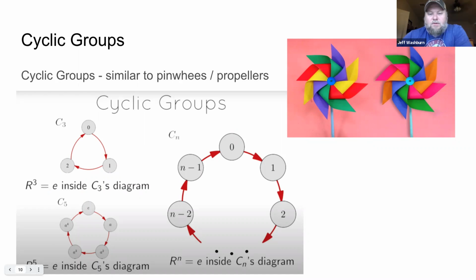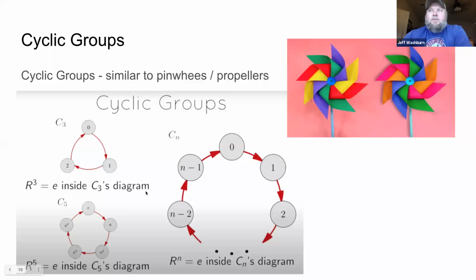So the pinwheel symmetry forms a cycle. So 8 symmetries is called a cyclic group. So here's an example of what it's like, with a pinwheel. And then from a Cayley graph, this is what it would look like. So in R3, here's my starting point, R1, R2, and R3.